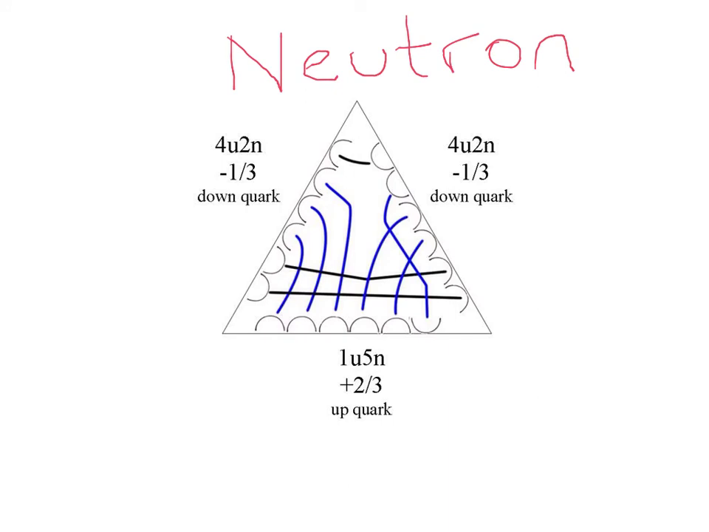Using these charge arrangements, we can construct the neutron. The neutron consists of a down quark, and one up quark. Now, we've made a little triangle here. This is like the center. So we have 1, 2, 3, 4U and 2N. And over here, the same thing. 4U's and 2N. And down here is our up quark.